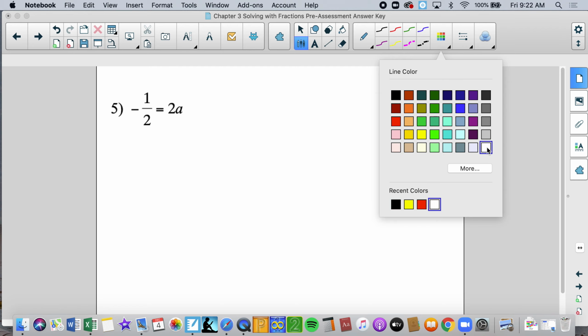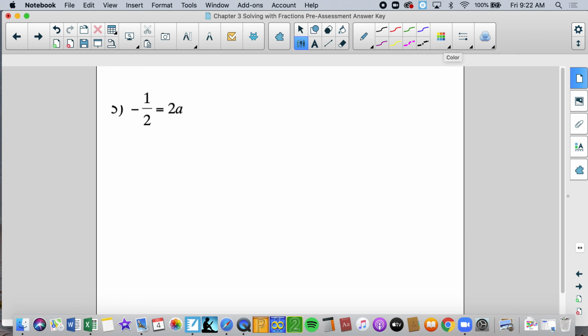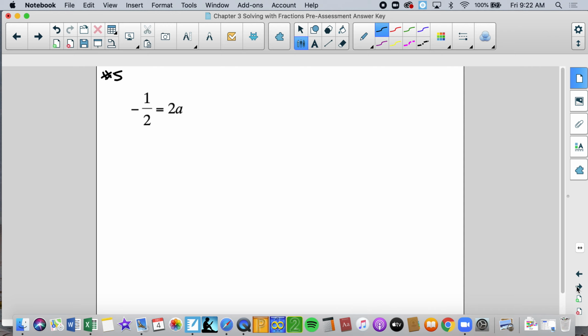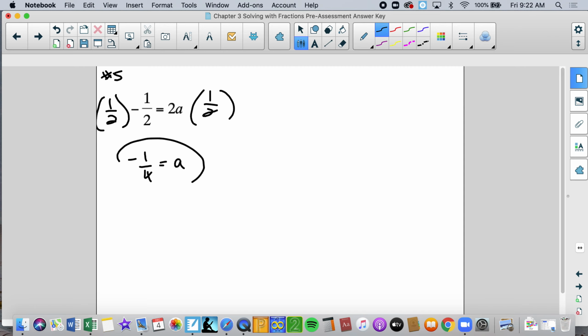Let's go here. Let's get rid of that. I know it's number 5. We should probably put the number somewhere else. Let's do this for number 4. There we go. So you can see what number we're on. We're going to multiply by the reciprocal of 2. The reciprocal of 2 is 1/2. And you get -1/4 equals a.